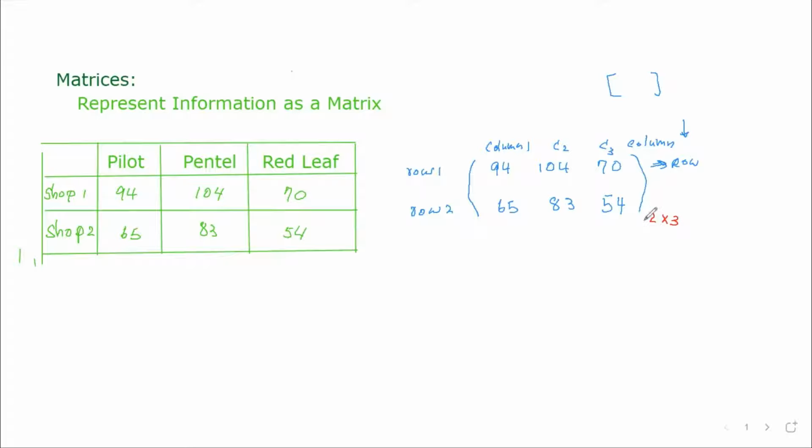When we read this, it is the order or dimension. So we read it as 2 by 3. 2 represents rows, and 3 represents columns. We write the rows first and then the columns. So we have 2 rows and 3 columns.